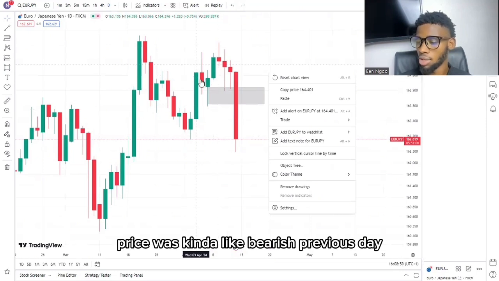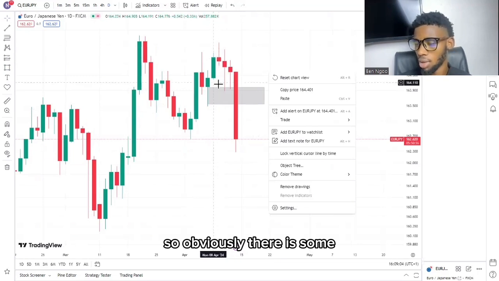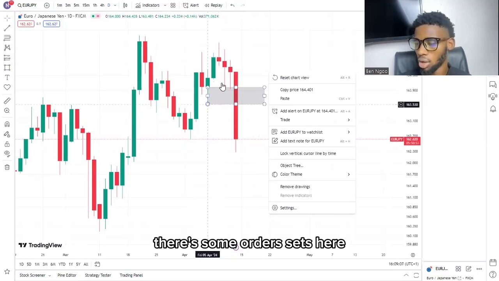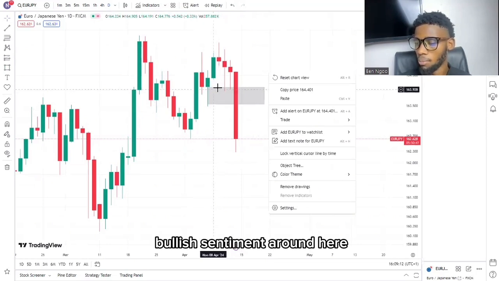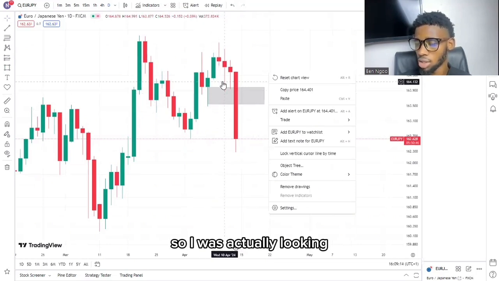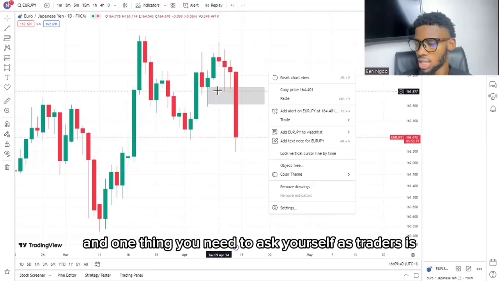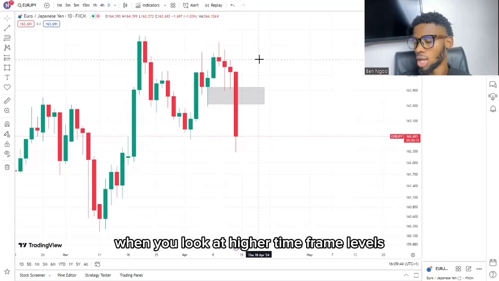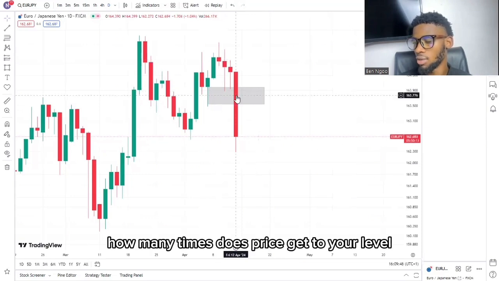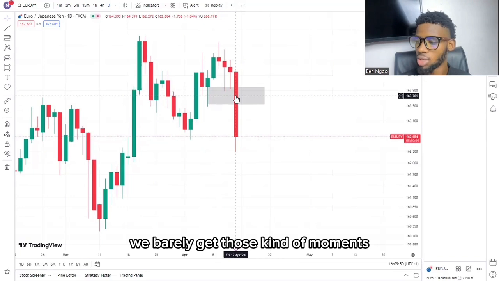Price was kind of bearish the previous day, and on this day price switched and went up. So obviously there are some orders set here, some sort of bullish sentiment around here. So this is the level I was looking at. And one thing you need to ask yourself as traders is, when you look at higher time frame levels, how many times does price get to your level and just push immediately on the lower time frames? We barely get those kinds of movements.